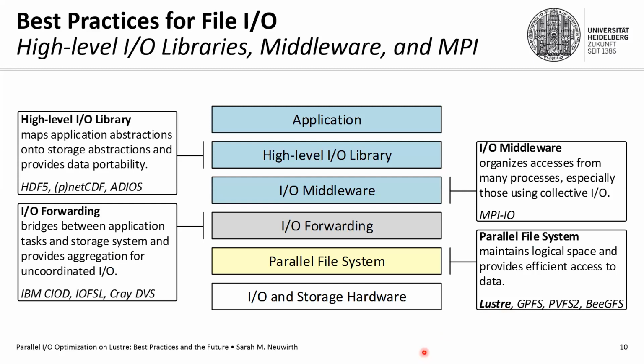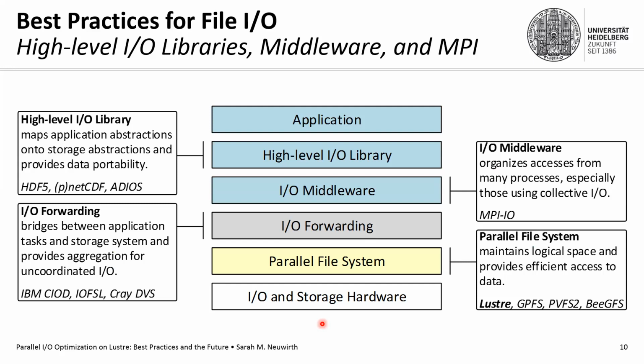Another recommendation that is broadly advertised by the Lustre community is to use high-level I/O libraries and MPI. Why should we use high-level I/O libraries? Well, there are a couple of main reasons for this. The first one is that it basically maps the application abstractions onto storage abstractions, which means that the scientist does not have to really understand the storage details underneath, and it also provides data portability. In addition, those high-level I/O libraries usually provide APIs which help to express scientific simulation data in a more natural way. So for example, you can write multidimensional data or non-contiguous data.